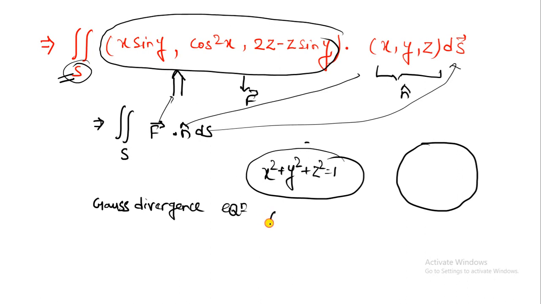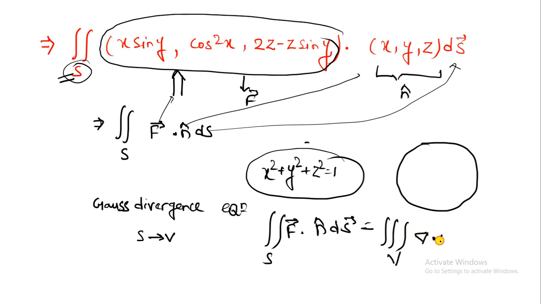It is equal to a double integral, surface to volume. We will have to move from surface to volume in the Gauss divergence theorem. The double integral over S of vector F dot unit vector n dS is equal to the triple integral over a closed volume V of the divergence of that vector field dV. First and foremost, we will have to calculate the divergence of that vector field, and then we can easily solve this question.